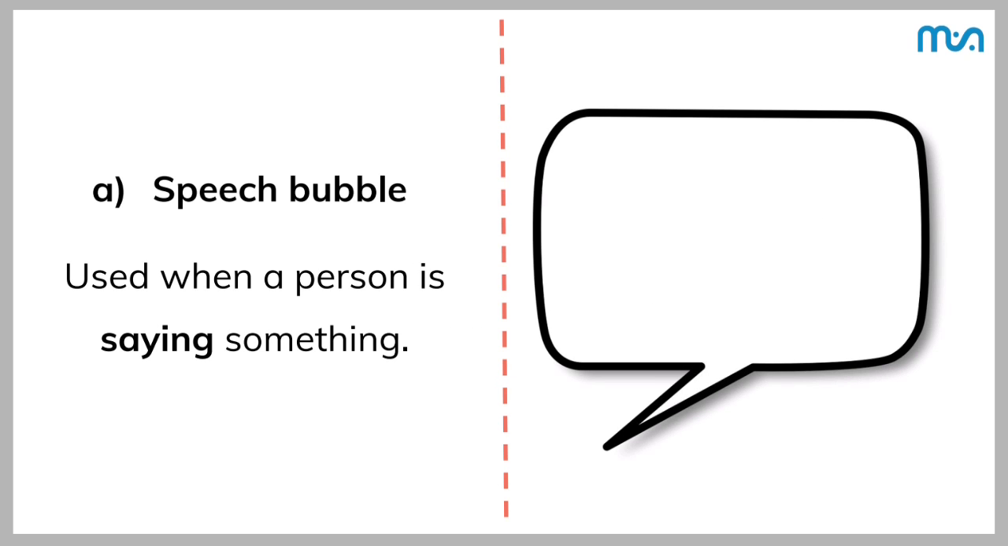So first one, speech bubble. It is used when a person is saying something. If the person is speaking something, we use the speech bubble. The picture of speech bubble is given there. Just observe it.